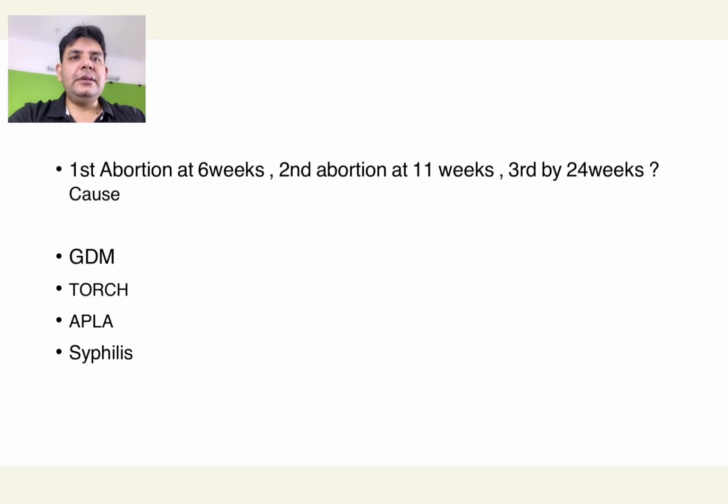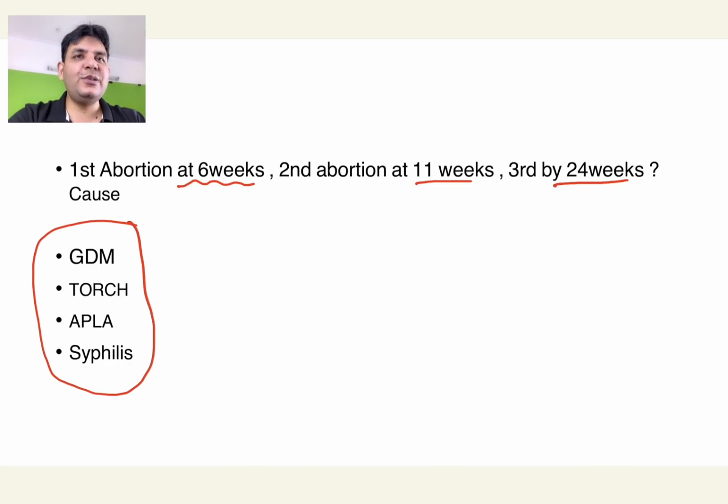Now this is also one of the questions: first abortion at 6 weeks, second abortion at 11 weeks, third at 24 weeks. So there is a gradual increase in this. These were the options: TORCH, APLA, syphilis, GDM. Because antiphospholipid antibodies are also one of the causes of recurrent abortions. TORCH also causes recurrent abortions. Syphilis also is associated with recurrent abortions. So all of them are there. Please tell in the comment section what the exact question was, and what you have marked as the answer.